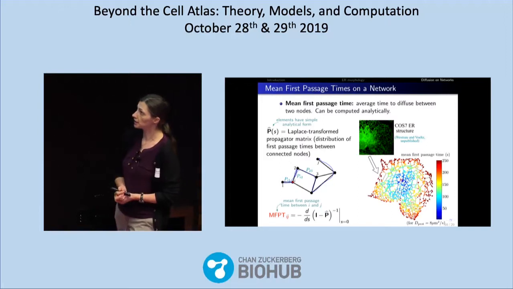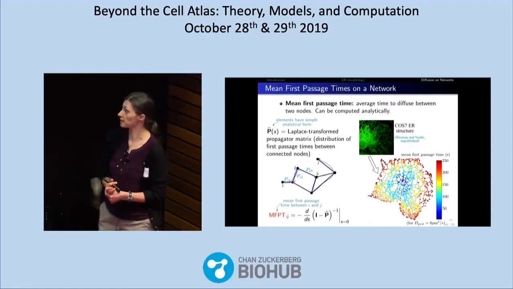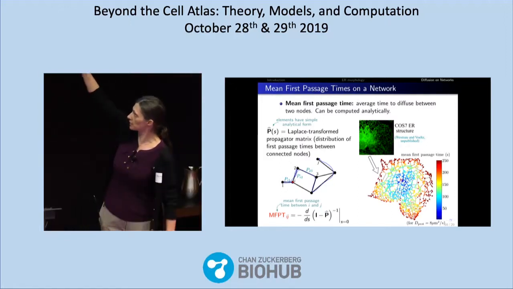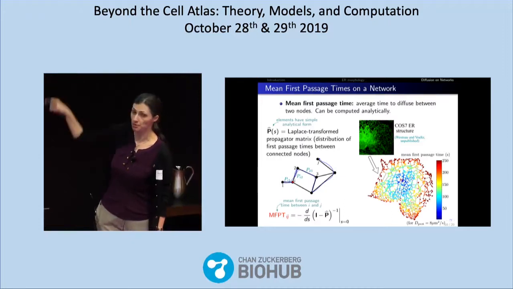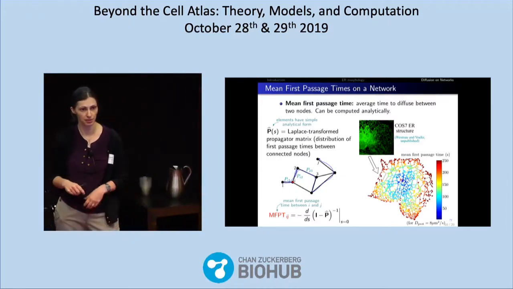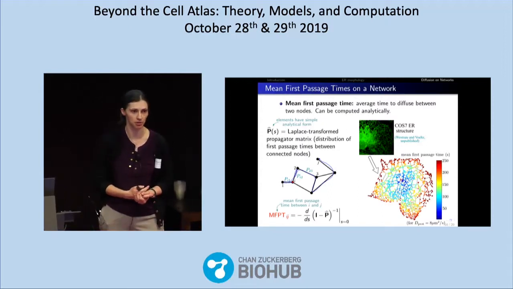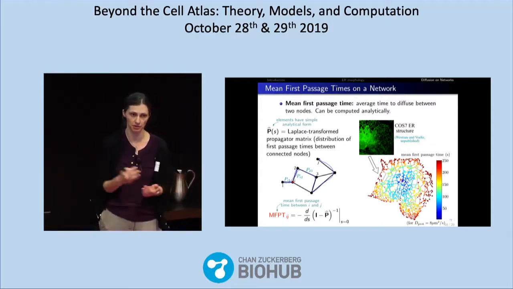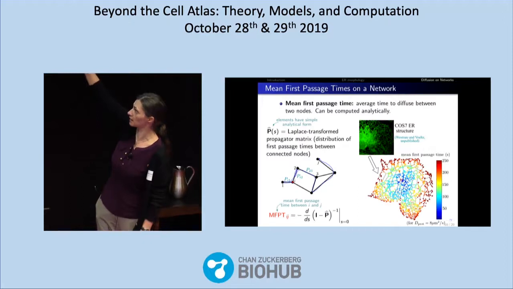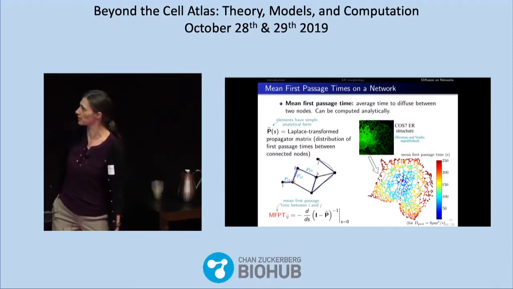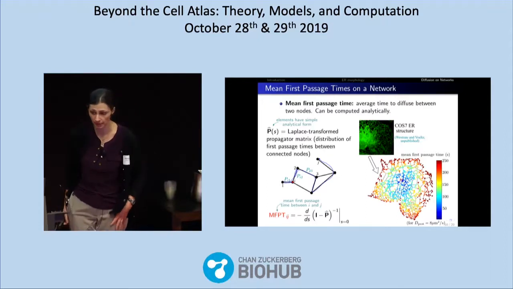So we have an analytical approach to calculate this mean first passage time. Basically, we use the results from one-dimensional diffusion to find a propagator matrix, the distribution of times to get from one node to each of its nearest neighbors. And then we can convolve over many of those propagators, sum over all possible paths you can take, and find exactly the average diffusive time to get from one node to another. It turns into a rather simple matrix inversion problem.